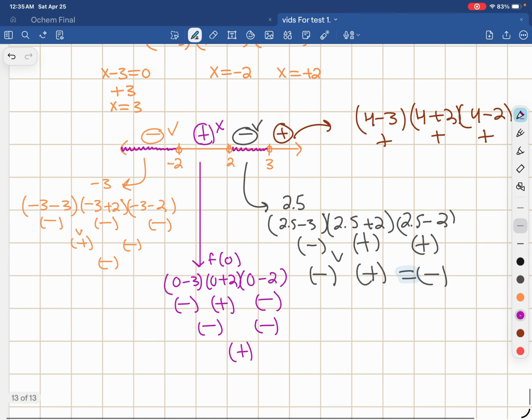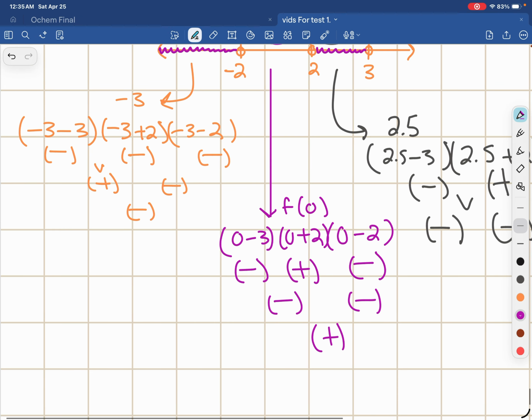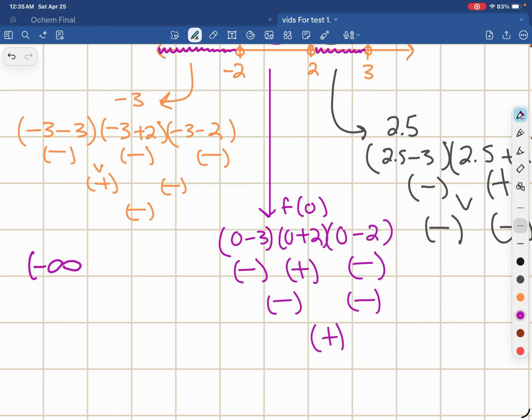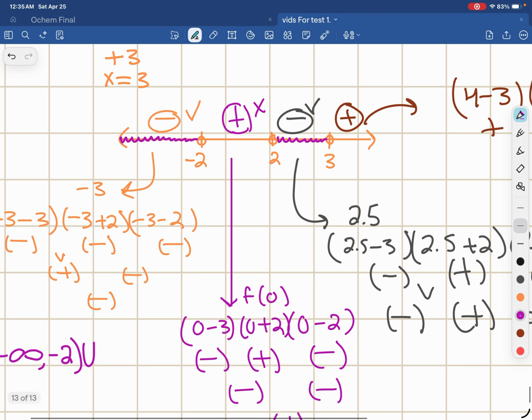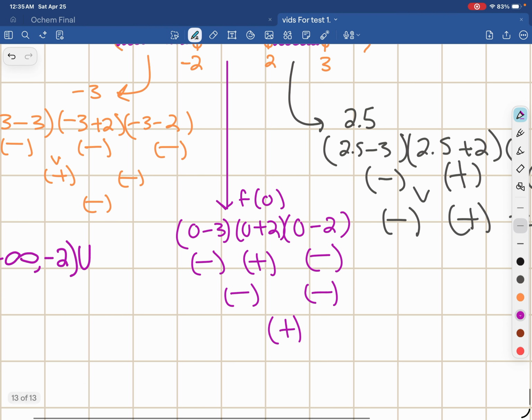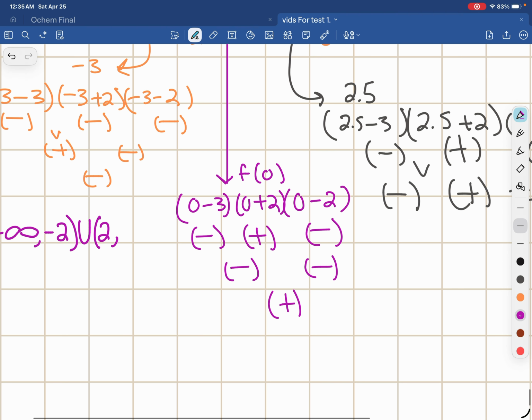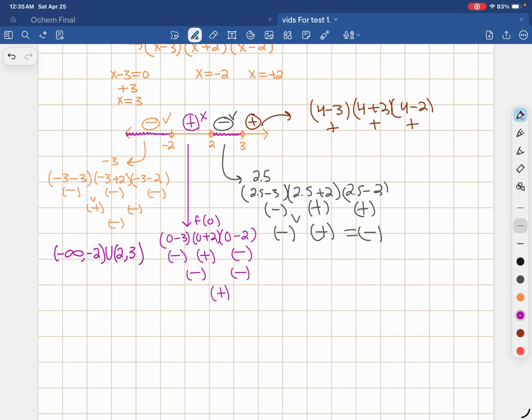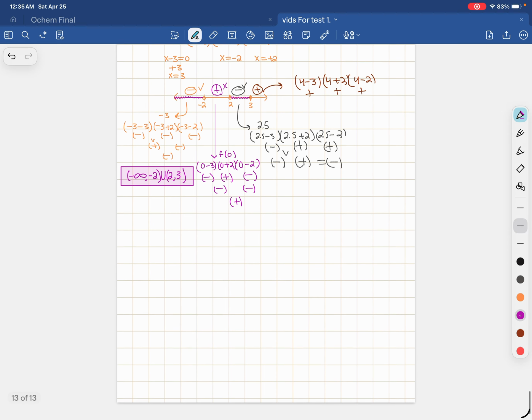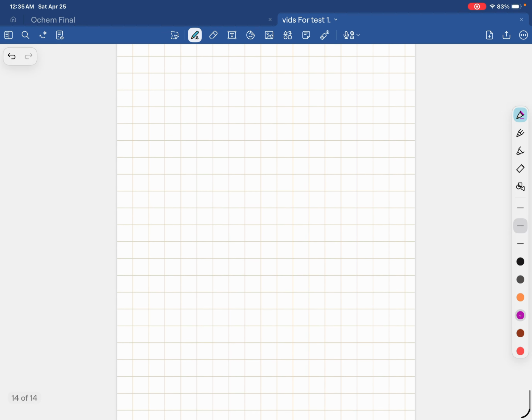So then in return, our answer will be negative infinity, comma, negative 2, not including, union, and we skip this interval right here, 2, comma, 3. And that will be our answer for part A. Amazing. Let's move on to part B.